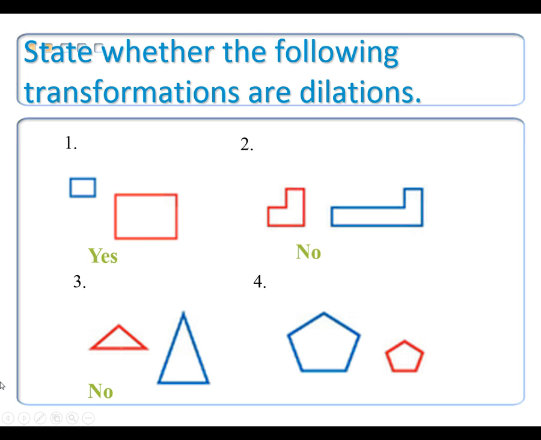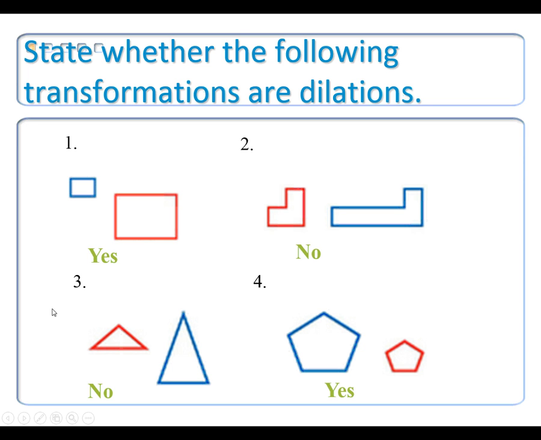And lastly, do we think this one, number four, these two shapes represent a dilation? Yes they do. You guys are awesome. Again, same shape, all the ratios and proportions of my sides look the same. The only thing that has changed is the size of the shape. So the shape's the same, but the size is different, which is a dilation.